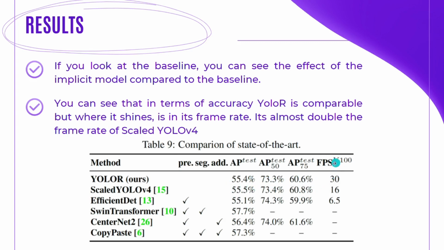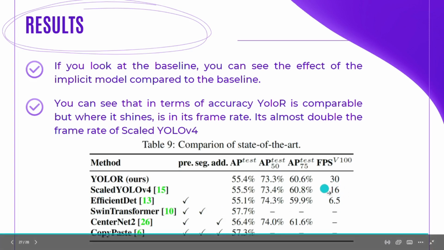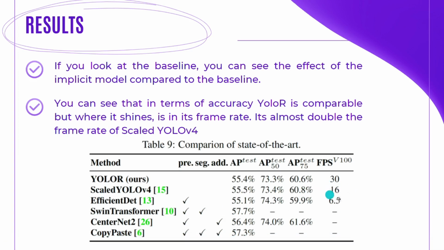But in terms of speed, which is the ultimate purpose of this paper, we can see that the frames per second has actually improved twice more than the scaled YOLO v4. So it's almost double the frame rate of scaled YOLO v4. To perform the detection task using scaled YOLO v4, it only took 16 frames per second. But in the case of YOLO-R, it took about 30 frames per second, which is almost double that of the scaled YOLO v4. But in terms of average precision, we didn't get any significant improvement.